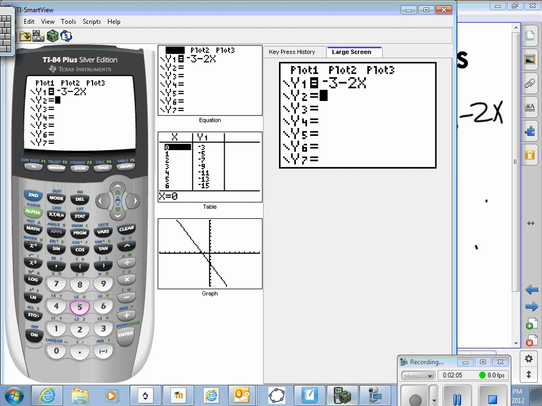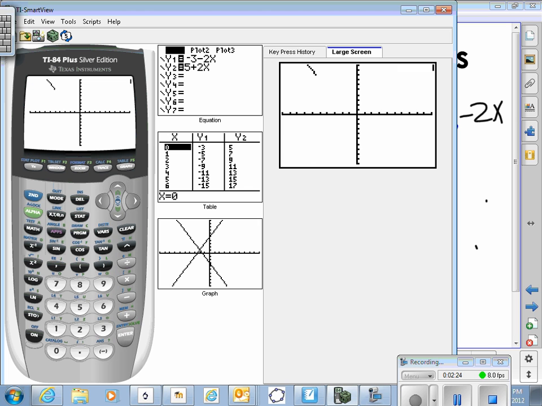So y equals 5 plus 2x. Okay, so we have those two equations in there. We could graph them. We can see where those two lines cross, and we could say, well, it's almost negative 2 comma 1. Not exactly sure, but there's another way to get that.